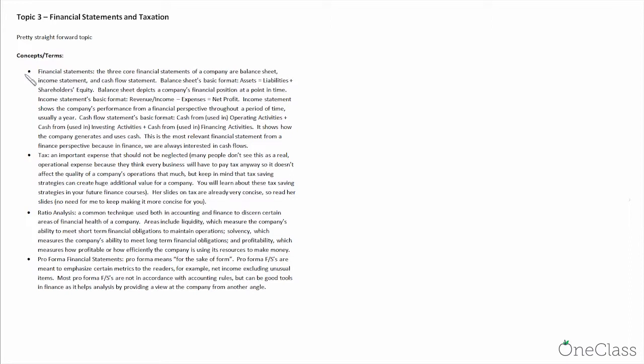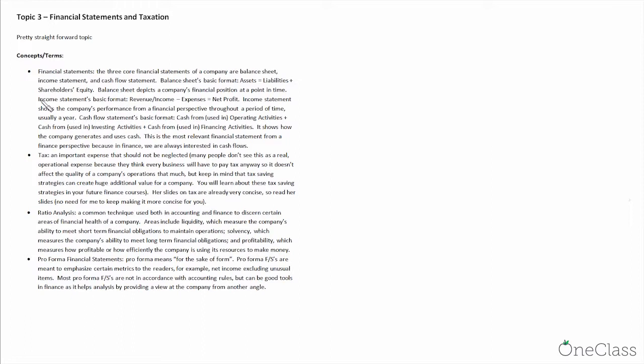Financial statements. The 3 core financial statements of a company are its balance sheet, income statement, and cash flow statement. The balance sheet's basic format is assets equals liabilities plus shareholders' equity. The balance sheet depicts a company's financial position at a point in time.